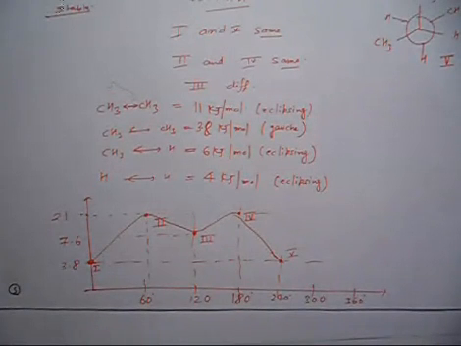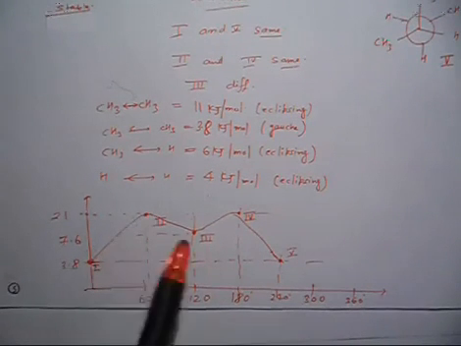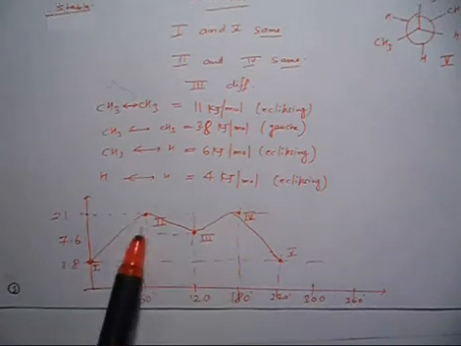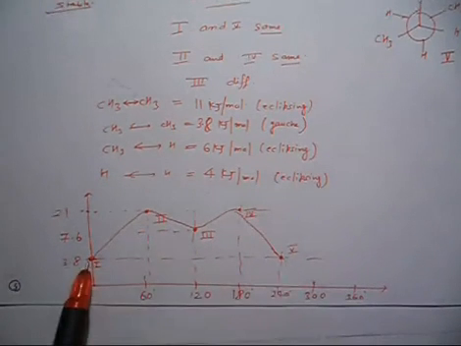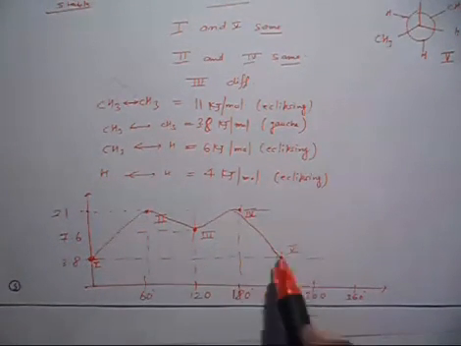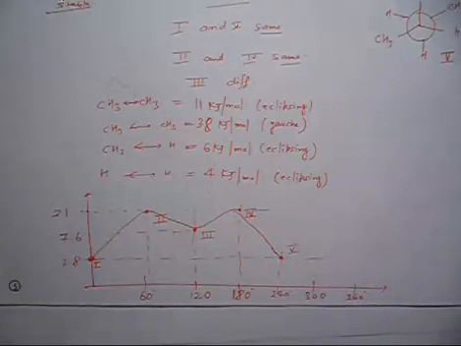Are you getting it or not? 1, 2, 3, and now this 4 is the same as 2, and this is the same as this one. So you see you will get the same kind of graph, because it is periodic. So this is called conformational analysis.